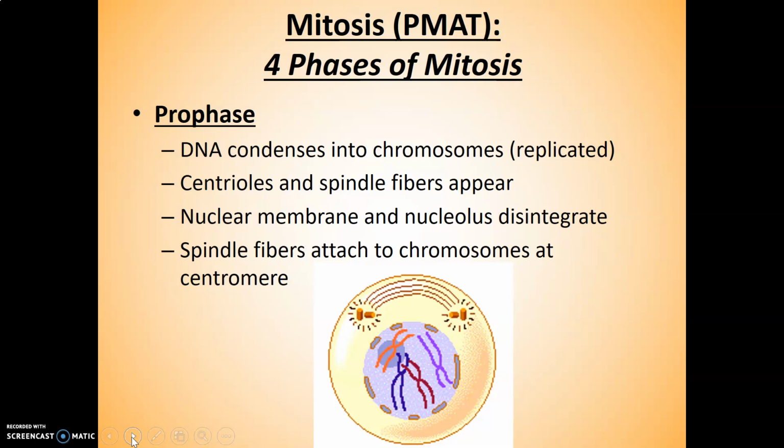So the first phase of mitosis is your prophase. This is where your DNA will condense into chromosomes, okay? And it's replicated at this point because we replicated it in S phase of interphase. The centrioles, and here's your centrioles right here, and your spindle fibers, which are right here, will start to appear. The nuclear membrane, which is around the nucleus, will start to disintegrate, and then the spindle fibers will start to attach to these chromosomes at the centromere.